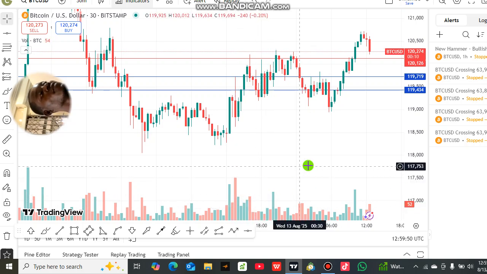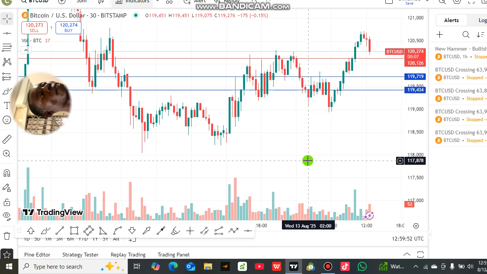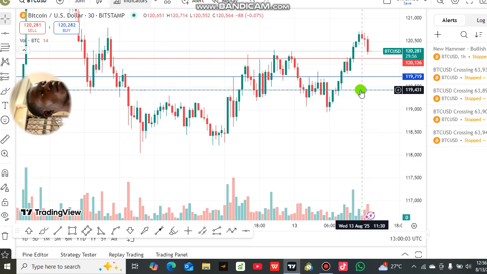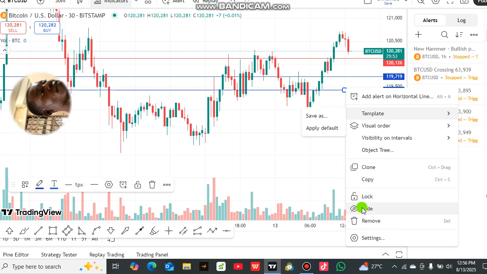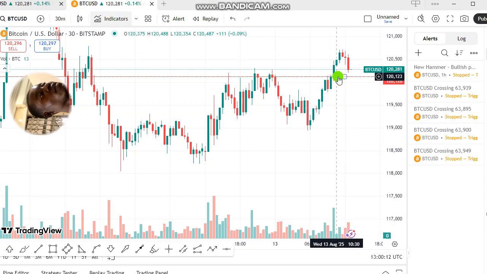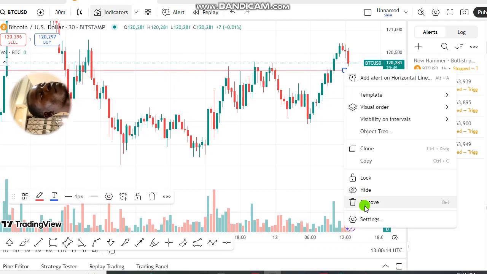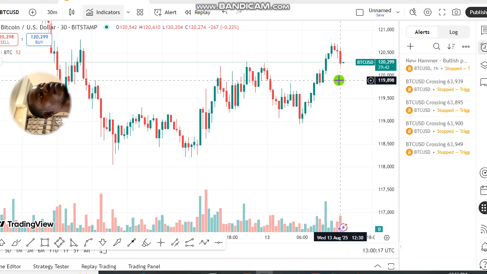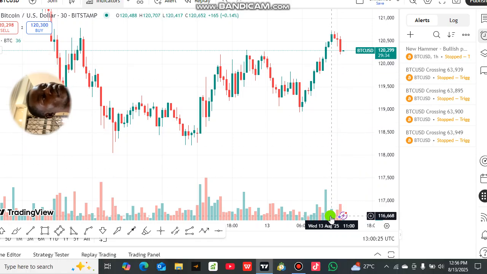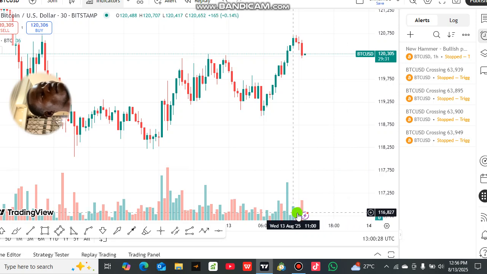Now, we use the volume to determine how reliable a certain move on the market is. When you check this particular chart, for example, currently we can see that the market is moving to the downside. How do we know that this particular down movement is valid or reliable? You check the volume indicator.